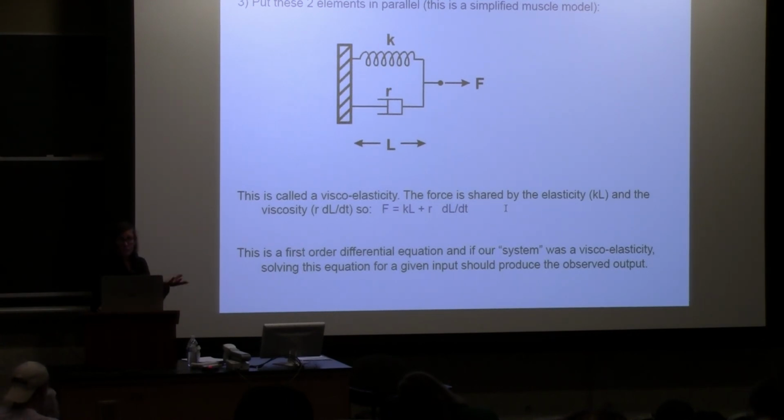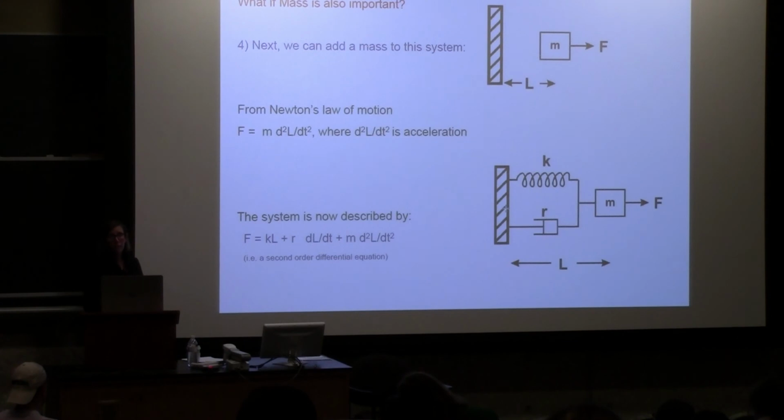So if our system is simple viscoelasticity, we could solve this equation and produce the observed output. So we can get a little more complex, right? We can now add a mass to this system. And you sure remember from Newton's law of motion that force equals ma. So we have a double derivative of length as a function of time, so that's acceleration.